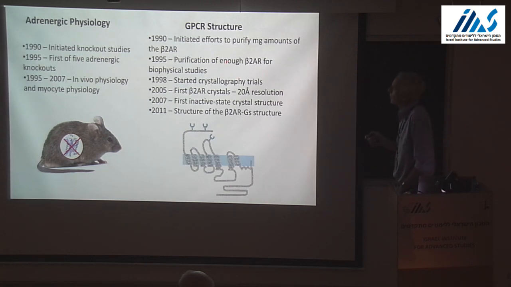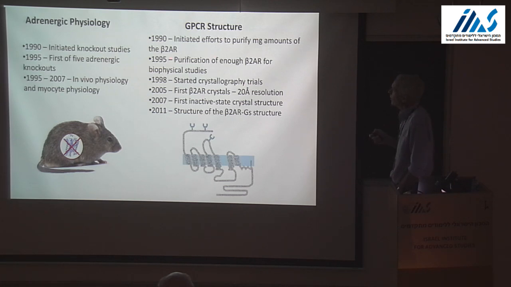But at the same time, I probably was most interested in trying to understand structure. And the first task was to try to make enough of the protein. It turns out that cells don't like to express lots of GPCRs, particularly GS-coupled receptors. And it turns out that if you make a lot of receptor, this basal activity that I mentioned causes an elevated cyclic AMP, and that stops cells from dividing. So the first challenge was figuring out how to make enough receptor.